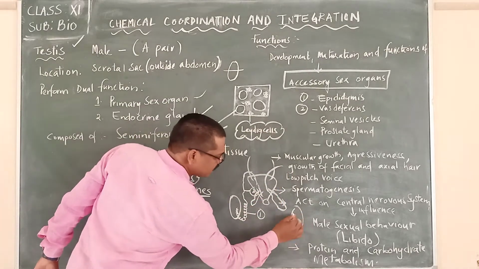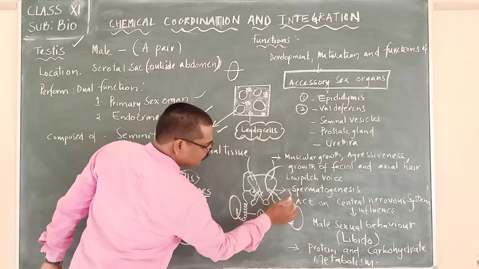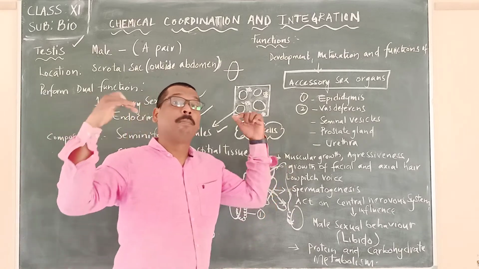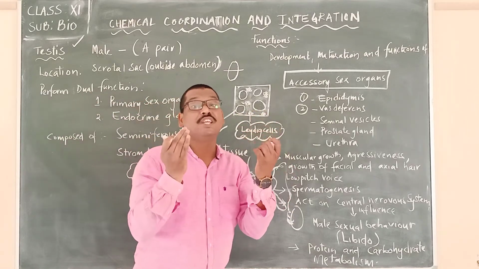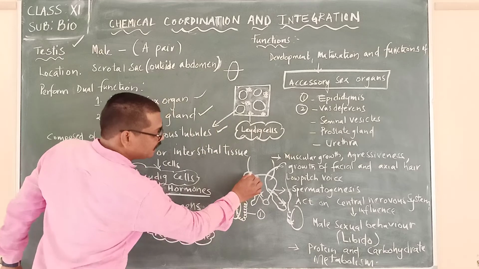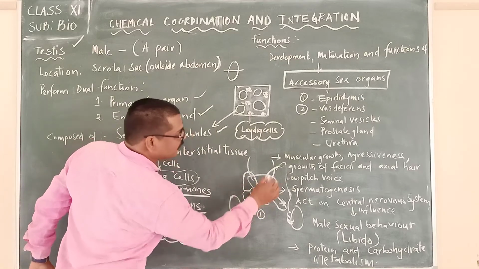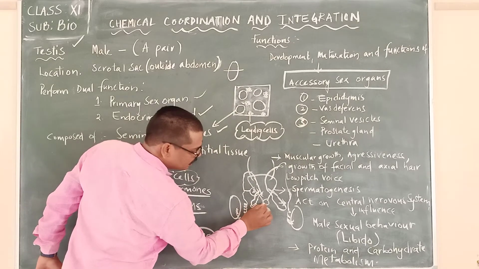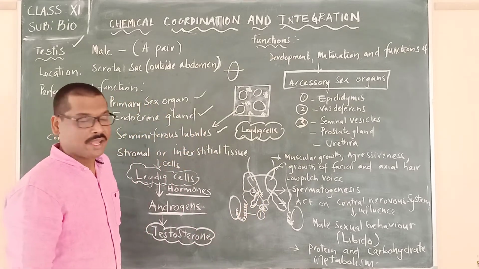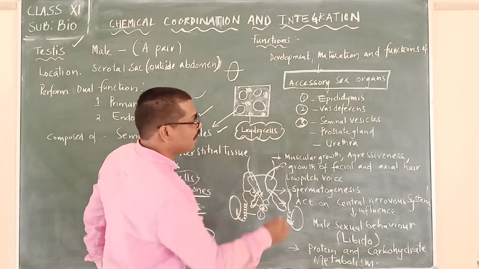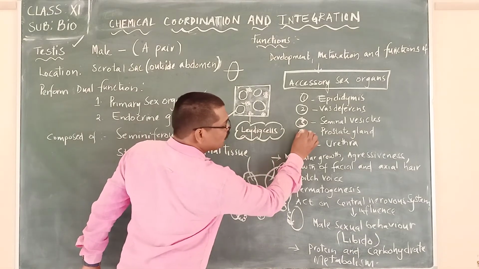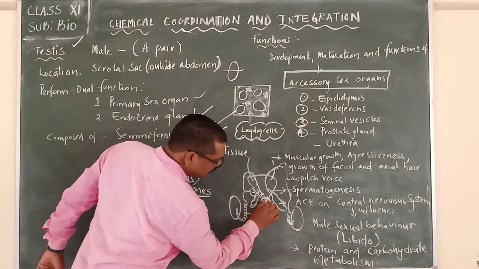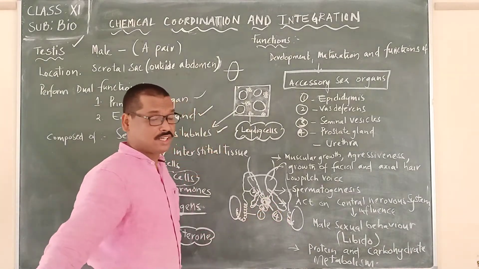So if this is another testis, here the epididymis, vas deferens, coming from the back side of the urinary bladder, they pass behind the urinary bladder, but they are connected to what? The third one, the seminal vesicle glands. A pair of seminal vesicle glands will be there, and then followed by the fourth one, the prostate gland.